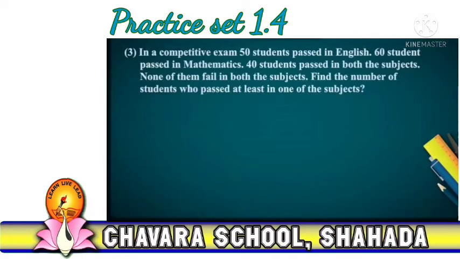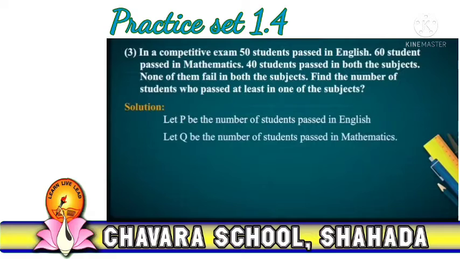Question 3. In a competitive exam, 50 students passed in English, 60 students passed in mathematics, 40 students passed in both the subjects. None of them failed in both of the subjects. Find the number of students who passed at least in one of the subjects. Solution. Let P be the set of students who passed in English. Let Q be the set of students who passed in mathematics. Therefore, the number of elements in set P is equal to 50. The number of elements in set Q is equal to 60. The number of elements in set P intersection Q is equal to 40. The number of elements in complement P intersection complement Q is equal to 0.